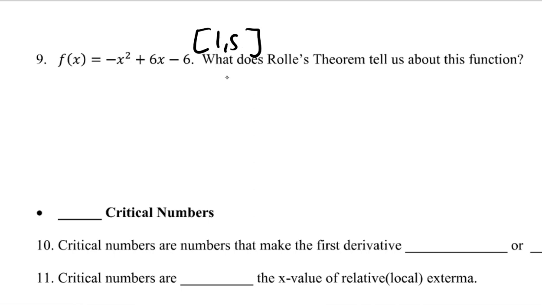Okay, so this 1 through 5 was supposed to be there. So Rolle's theorem, remember Rolle's theorem, you don't actually have to know that name at all. It's just a very specific case of the mean value theorem. It's the case of the mean value theorem where the average rate of change is 0.